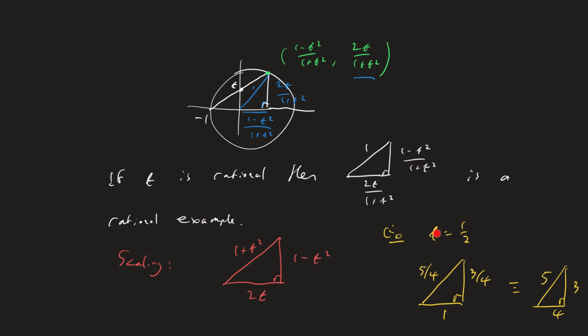Different values of t may or may not give us different triangles, and we can ask the question, can we get all rational triangles in this way? Previously, we saw that the two questions of finding rational examples and finding rational points on the circle were equivalent questions, but now we have a rational parametrization, and we need to check that if we find a rational point on the circle, then t itself will be rational.